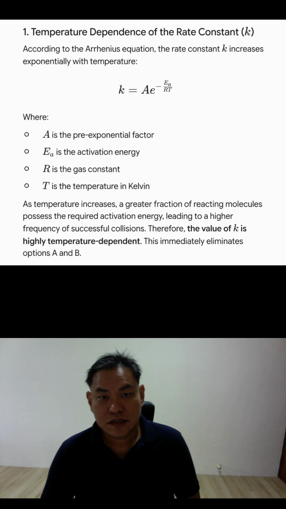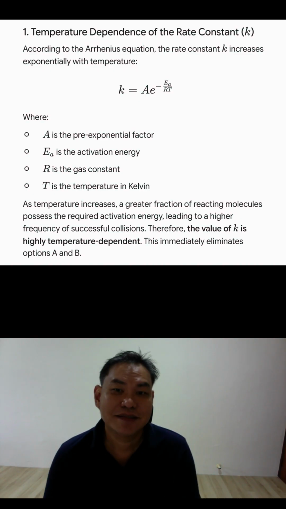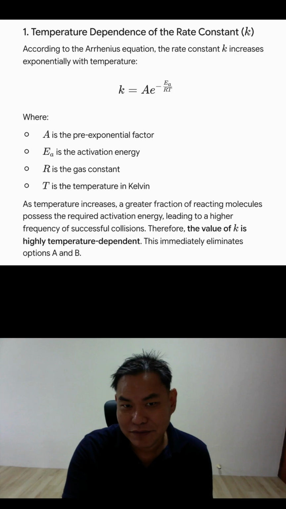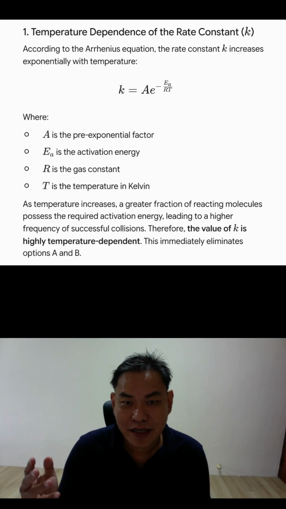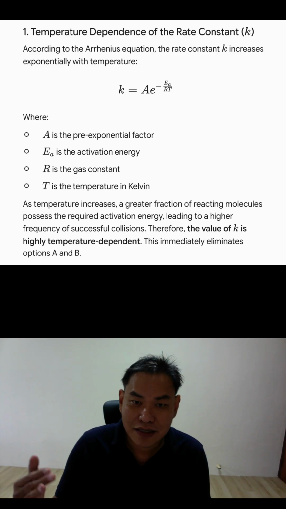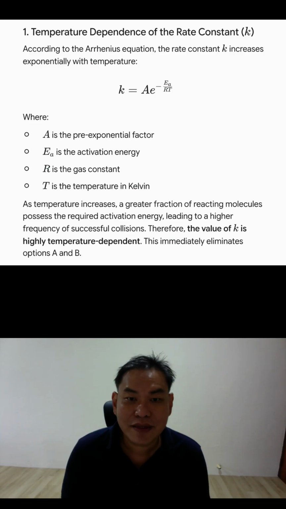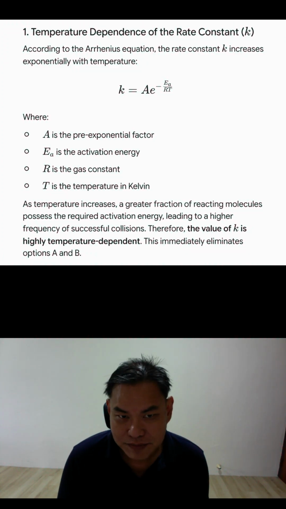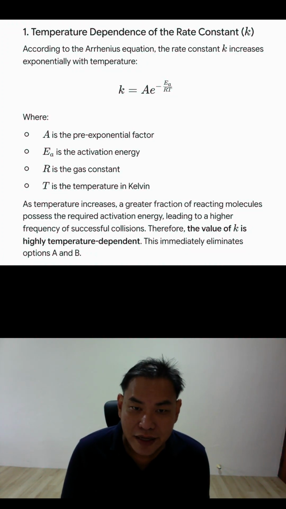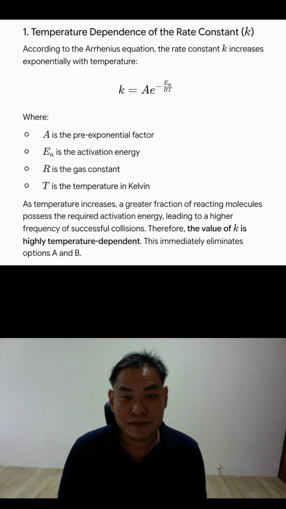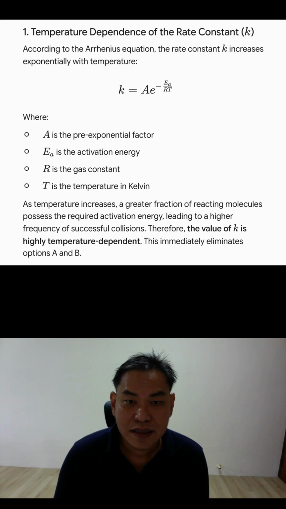To answer this question, we need to look at the Arrhenius equation. There's a formula for the rate constant: k equals A times e to the power of, sorry, negative Ea over RT. A is a constant, which you get from the experiment. Ea is the activation energy, R is the gas constant, and T is temperature in Kelvin. So it's affected by temperature, which means option A and option B are wrong.